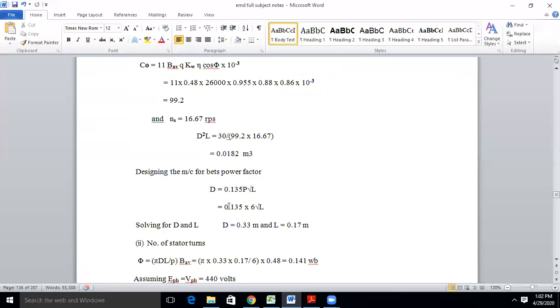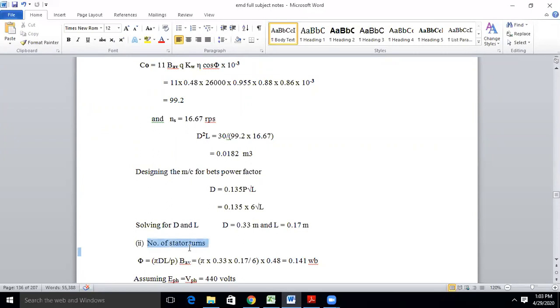Now we can put here 0.135 into the number of poles p under square root L. So solving for d and L, we have the formulas for d square L. This is one formula, and this is the second formula, d is equal to. So from these two equations, we can get d as 0.33 and L as 0.17 meter. So these are the main dimensions.